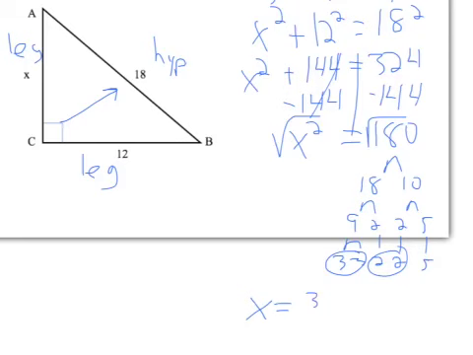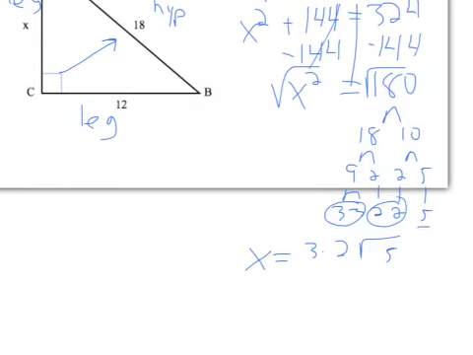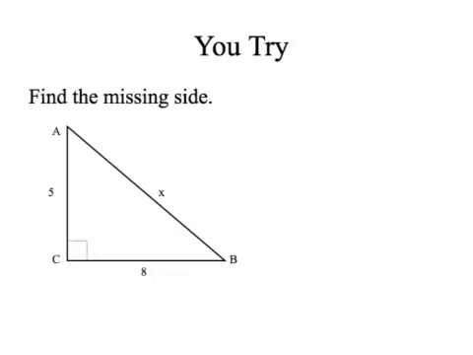So I would have a 3 and a 2 on the outside. Left over I have a 5. And then to clean that up I can do 3 times 2, which is 6, and leave the 5 underneath. So that leg AC would be 6 times the square root of 5. Go ahead and pause the video to do the first you try.